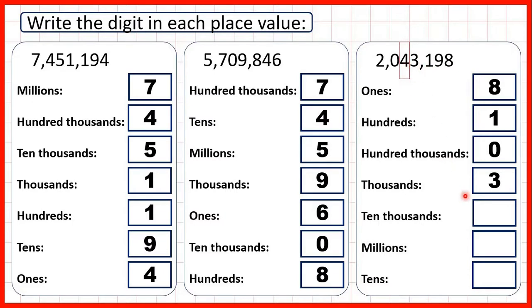We have 4 in our 10,000s. We have 2 in our millions, because if we have a number with 7 digits, the first digit tells us our millions, because that's the 7th place value from the right. And then we have a 9 in our tens.